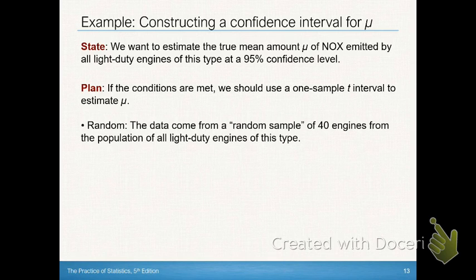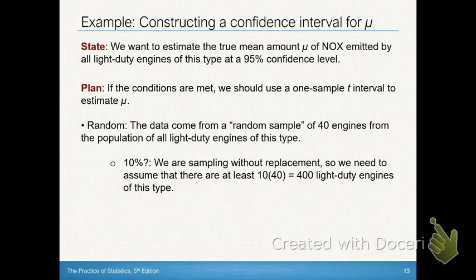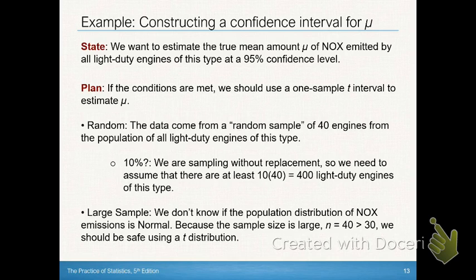So first condition is that we need to do a random sample. And in the problem, it said specifically that we are going to take a random sample of 40 engines. Our second condition is to look for independence. We're not selecting with replacement, but we are assuming that 40 engines is less than 10% of the population because it makes sense that there would be more than 400 light-duty engines. Next, we want to make sure that we're using the central limit theorem since we don't know that the original distribution was normal, and we can use that because we have a sample size larger than 30.